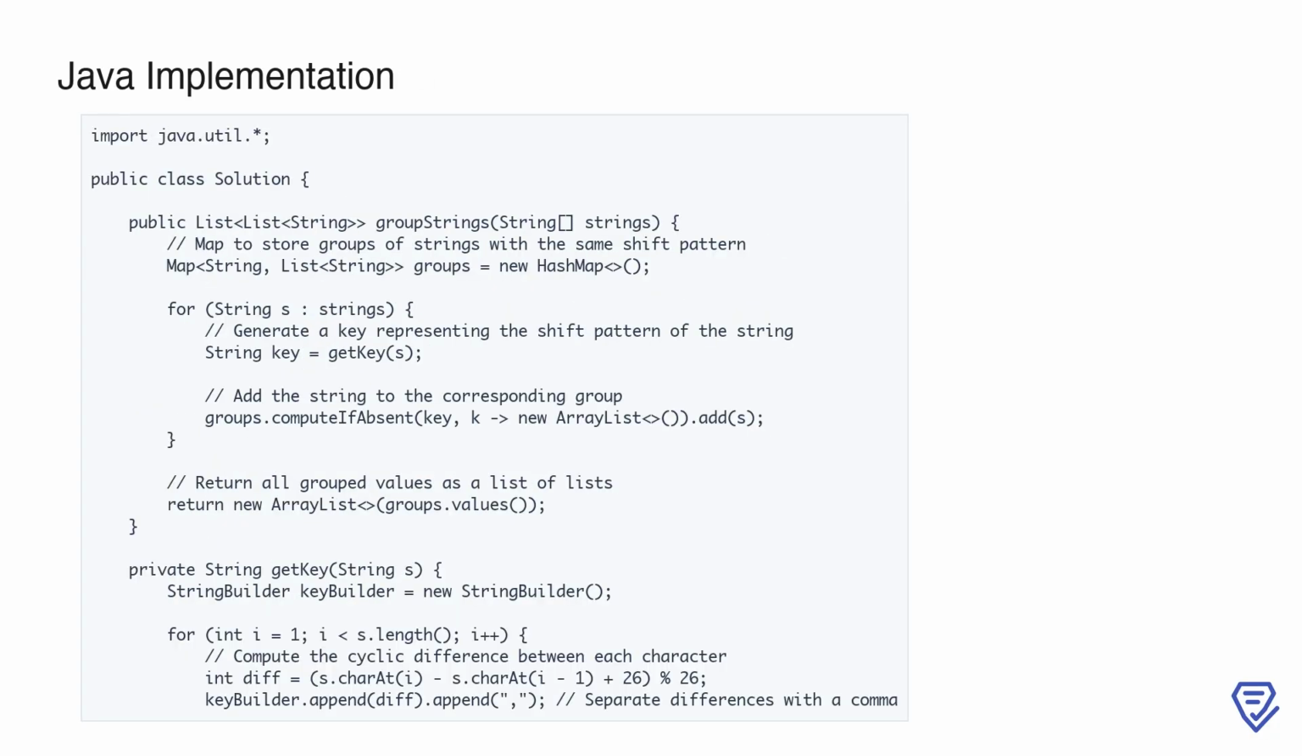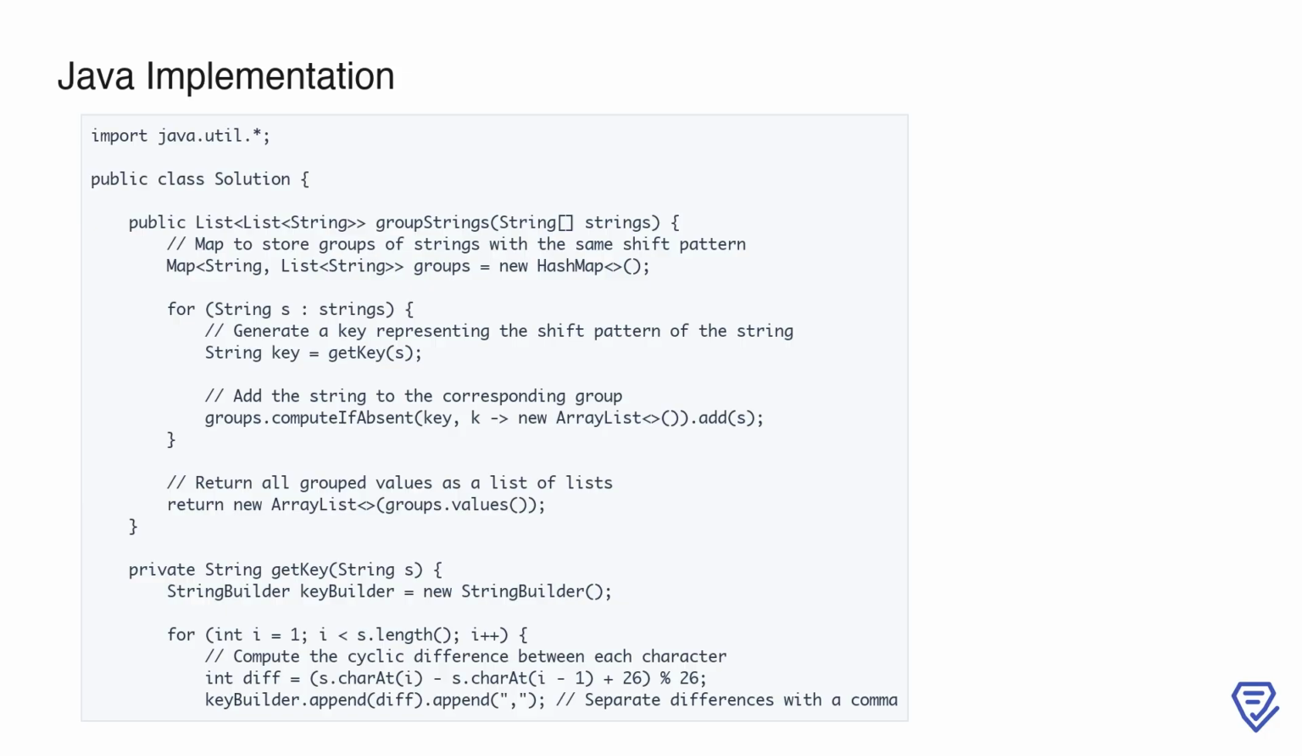Here, we begin by defining a method called groupStrings inside the Solution class. This method takes an array of strings as input and groups them based on their shift patterns. To achieve this, we use a hash map called groups where the keys represent the unique shift patterns, and the values are lists of strings that share the same pattern. For each string in the input array, we generate its shift pattern key using the helper method getKey. This key is a unique identifier for the cyclic differences between consecutive characters in the string.